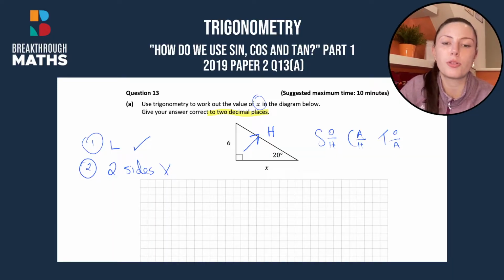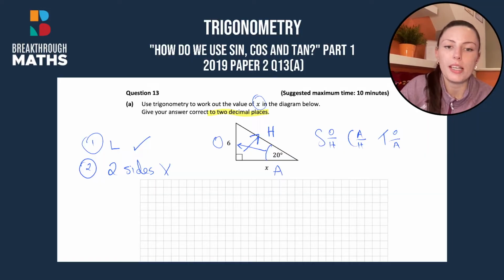Next we have to look at which one is the opposite. So remembering, it's an angle other than the right angle. What's across from that? It's the opposite. So not across from the right angle, across from another angle that's not the 90 degrees. So 6 is our opposite, and then the leftover line x is going to be our adjacent.